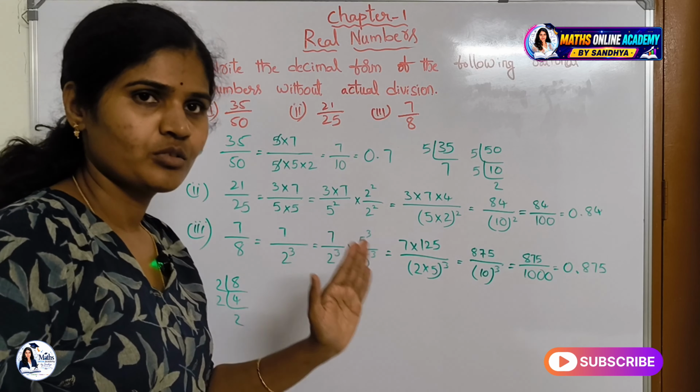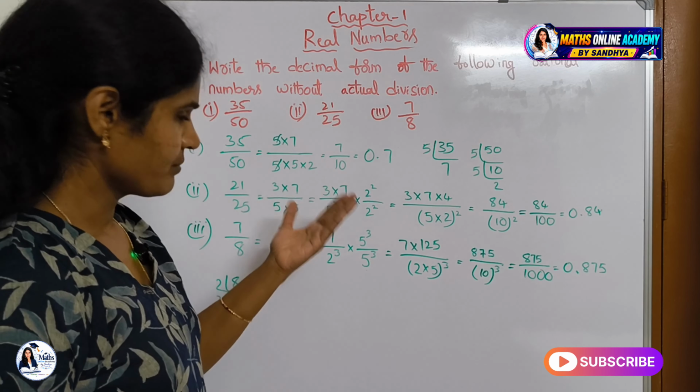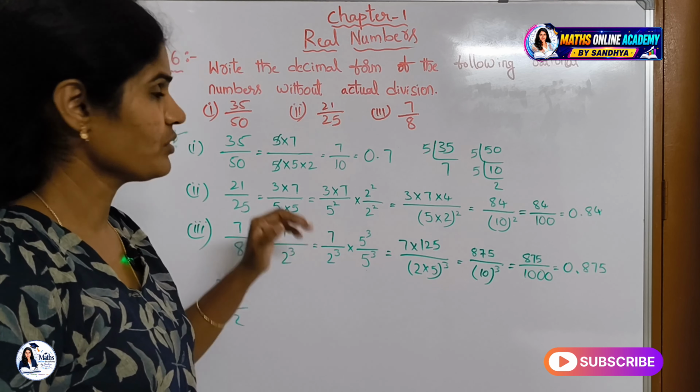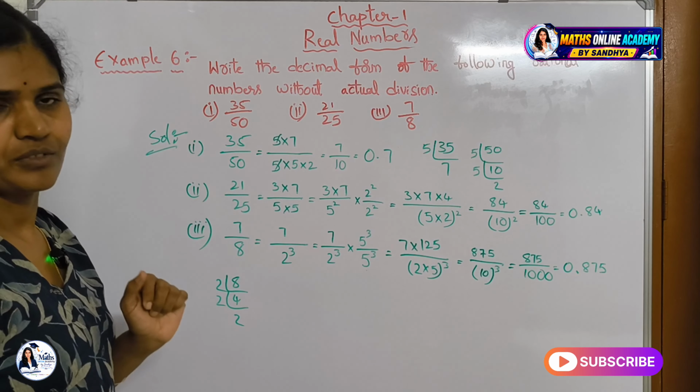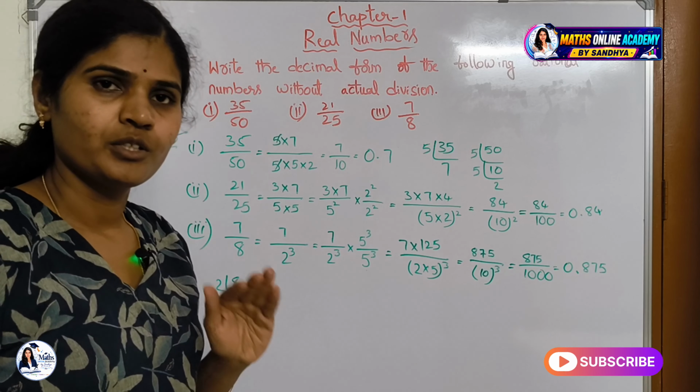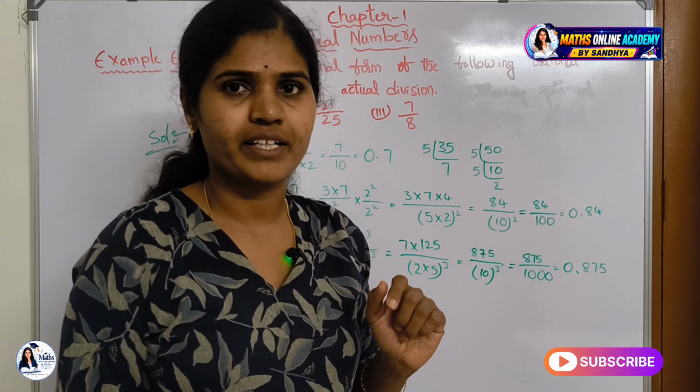These are the decimal forms of these rational numbers without actual division. We are converting into factorization in the form of 2 power n, 5 power n. So these are the decimal forms. By using these methods, you can solve exercise 1.3.